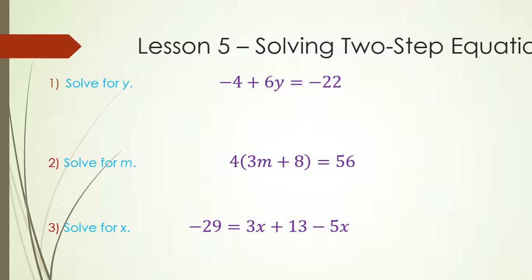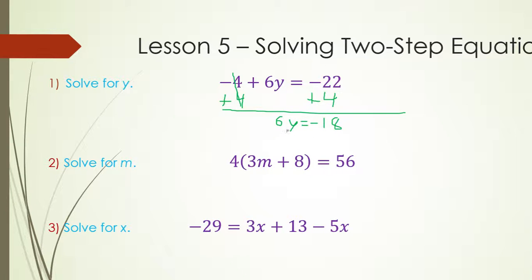So what I want to do is move over the 4 first, okay? That'll help me solve for this. So I'm going to say plus 4, and remember, opposite signs, this is a negative and a positive. Well, that cancels out. Negative and a positive, we subtract, and we keep the sign of the larger one. So that would be negative 18. 6y equals negative 18.